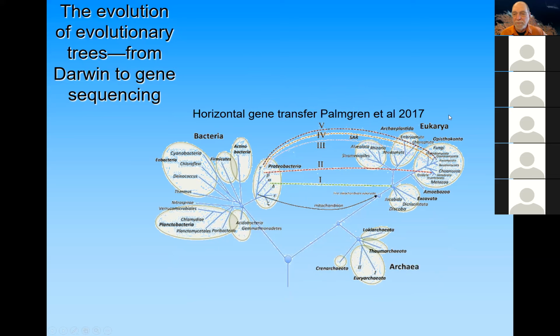So Palmgren and others in 2017 were able to show, in bacteria and eukaryotes, that this idea that once you've separated into a specific species there's no going back doesn't really hold up, that there's a lot of transfer back and forth. And so this concept of the tree breaks down, and we have to come up with a new concept.